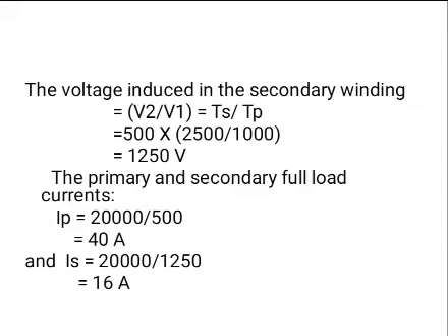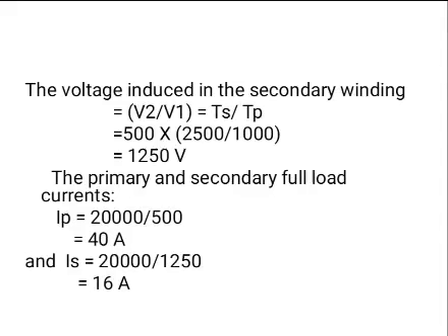The voltage induced in the secondary winding, as per the turns ratio, is V2 by V1, and we are going to find out V2. V1 is given. So V2 is equal to V1 into Ts by Tp, where V1 is 500 and Ts by Tp is 2500 by 1000. Then the secondary voltage we are getting is 1250.